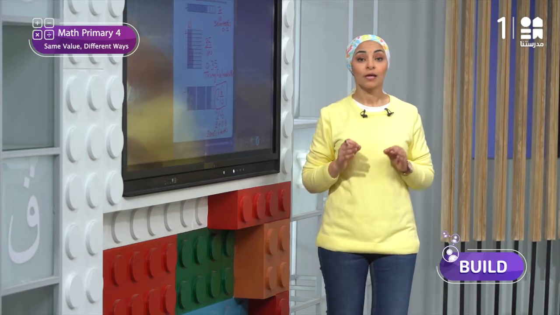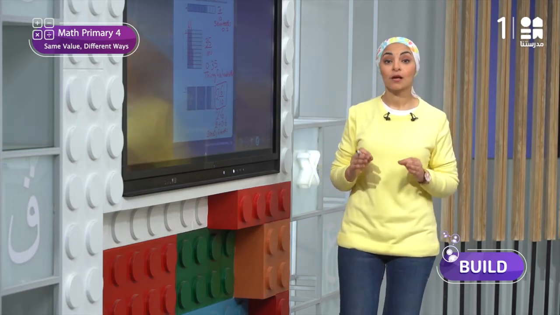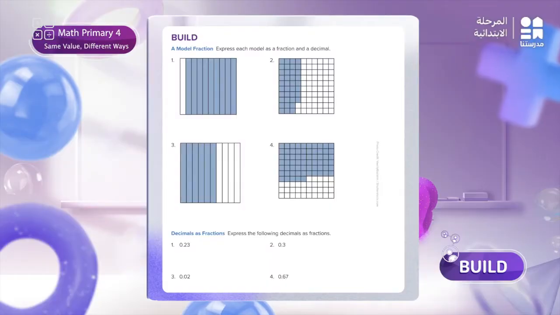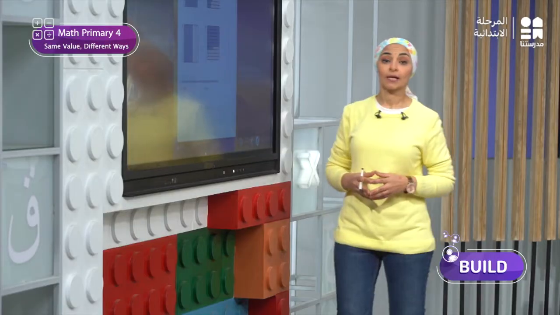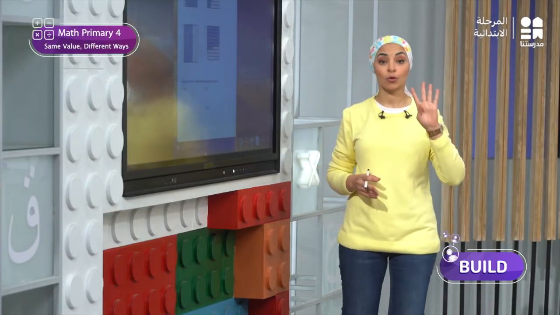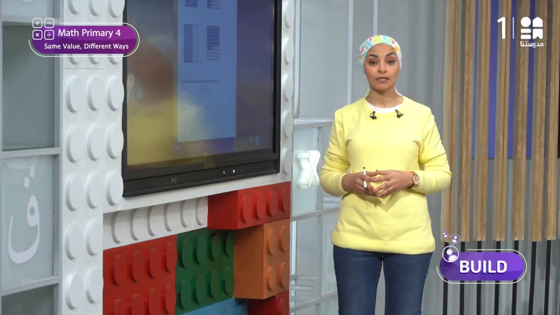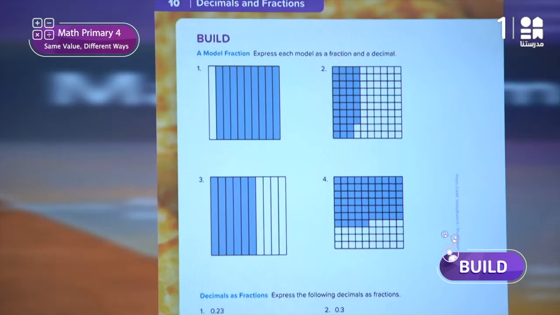We will learn this now through a model fraction activity on page 82. Here we have, on page 82, let's see it. Here on page 82 we have 4 models. We are asked to express each model in fractions and decimals. Let's solve problem number 1 all together.